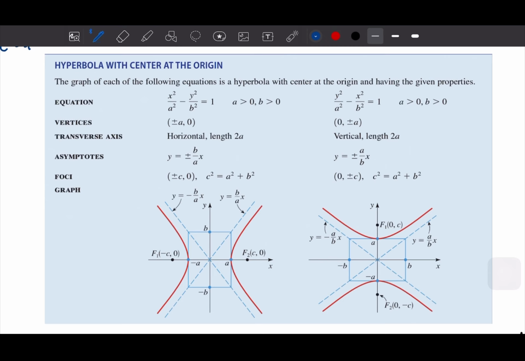Now, how to draw the hyperbola properly? First, we need to find A and B from the equations and draw the box. And then draw the asymptote. And after drawing the box and the asymptote, we can draw the hyperbola. Okay, that's how we draw a hyperbola properly. So find A, B, draw the box, draw the asymptote, and then draw the hyperbola.